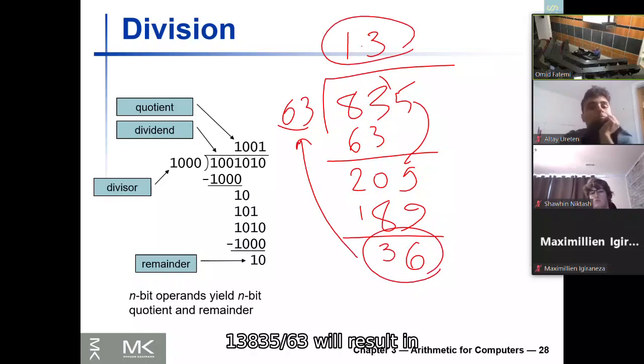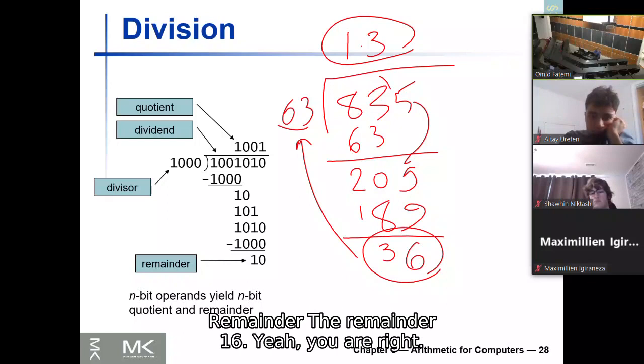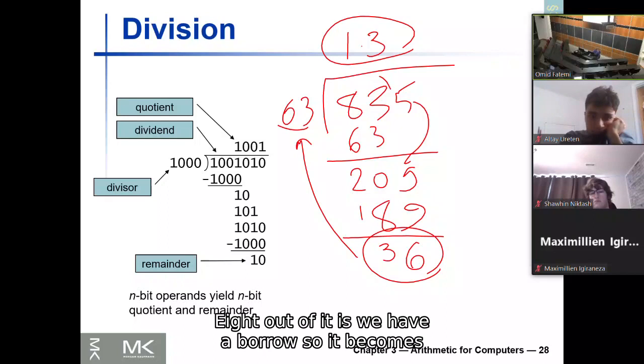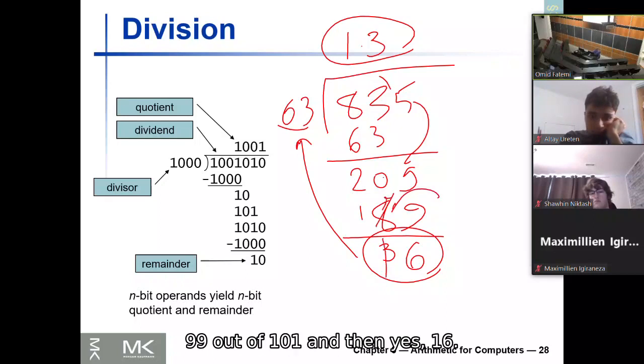13. So 835 divided by 63 will result in 13 with a remainder of 36. Okay? Did I do it right? No? There was a mistake? The remainder is 16. What's 16? The remainder? Oh, the remainder 16? Yeah, you are right. 8 out of it, we have a borrow, so it becomes 9. 9 out of 10 is 1, and then yes, okay, 16.